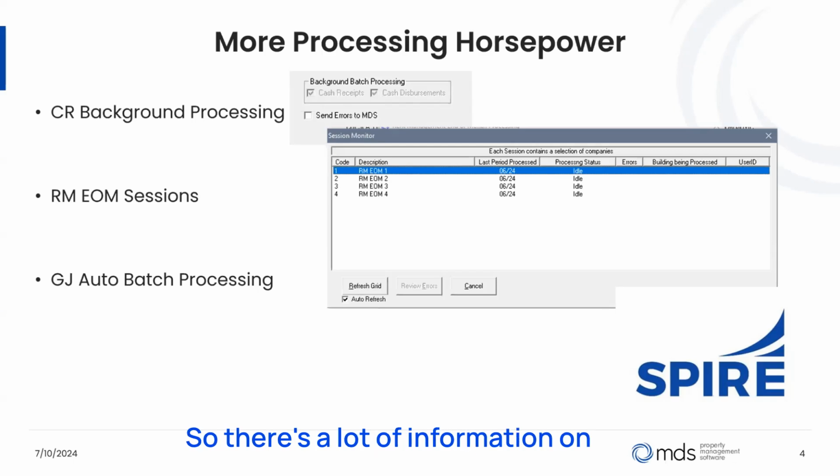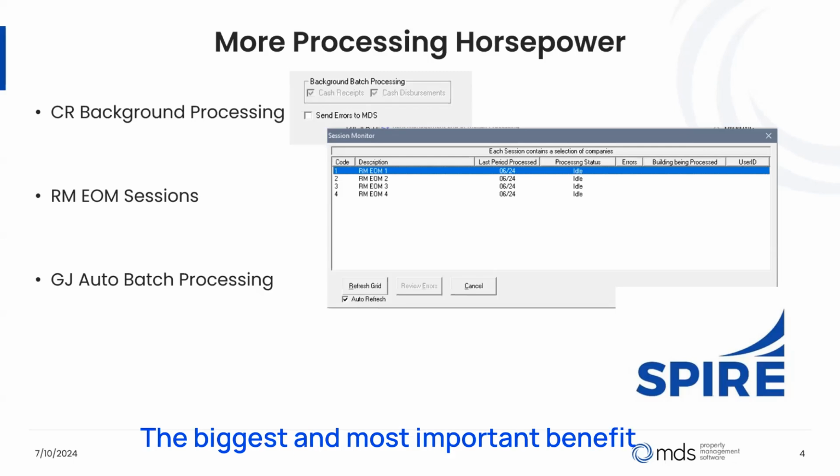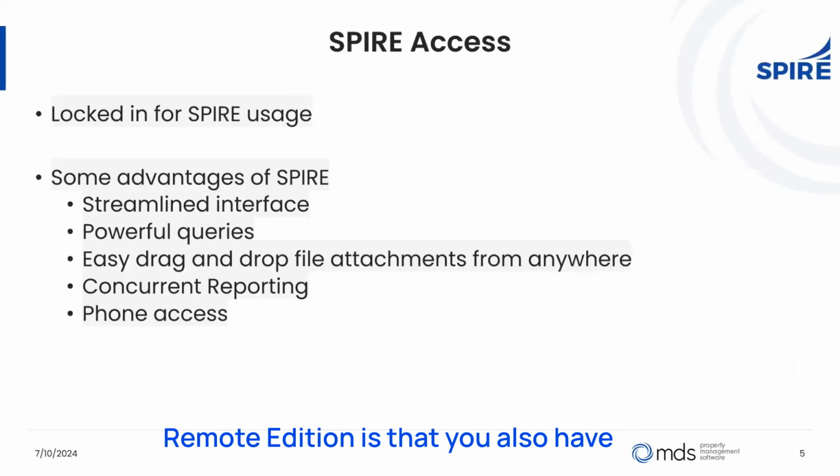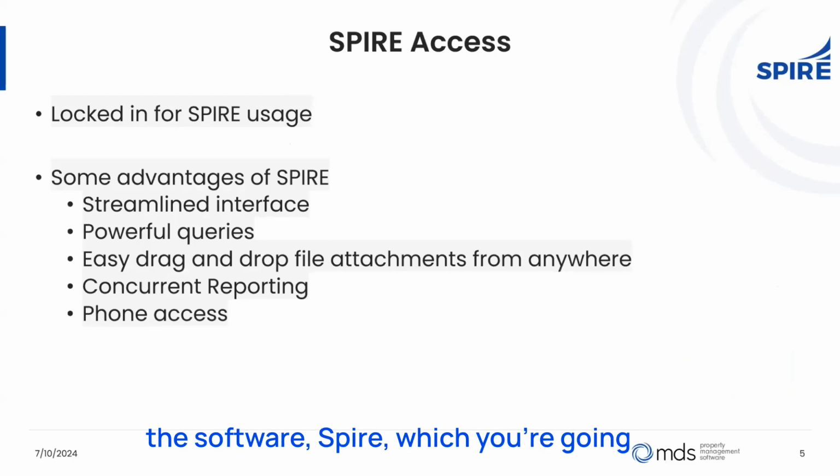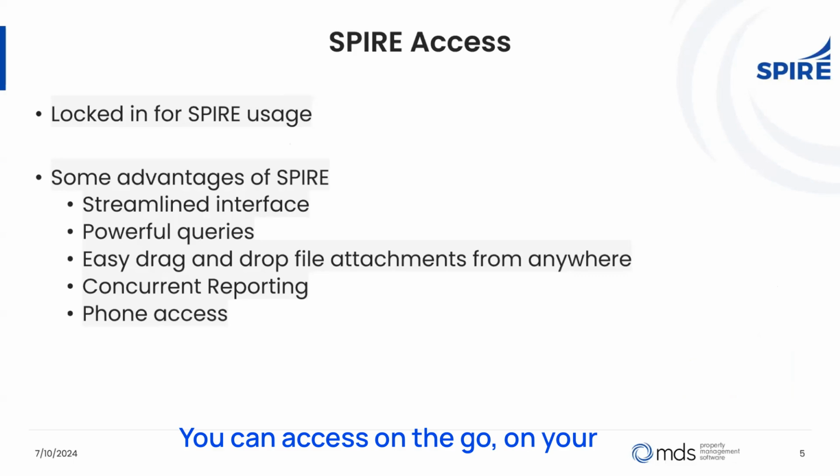So there's a lot of information on this screen, but you can apply the same concept of multiple streams processing at the same time for all of your other processes, such as cash receipt processing and imports. The biggest and most important benefit that you are going to have with being a remote edition is that you also have access to our very latest part of the software, SPIRE, which you're going to use alongside your main platform. You can access this on the go, on your phone, on your iPad, while you're out. So I'm going to hand this off to Jesse now, but this is just a sneak peek of what our latest software has to offer.